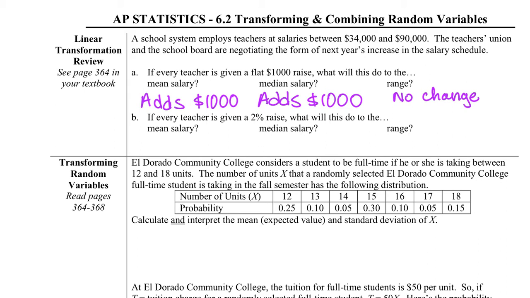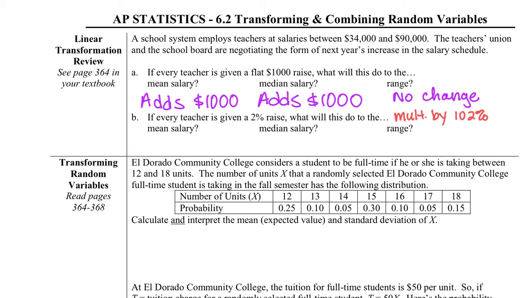So how about giving every teacher a 2% raise? So this means that those teachers at the lower end will get a smaller amount added to their income than those making the most amount. So really what we would do is we'd be multiplying by 102%. Another way to think of it is you calculate the 2% and then you add it to their original value, but it's actually easier to just multiply by 102% and do everything in one step.